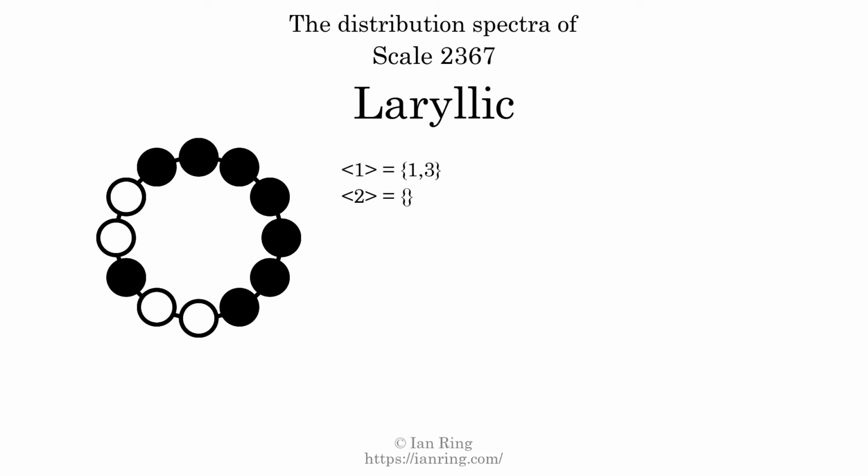The generic interval of two scale steps comes in three different specific interval sizes, 2 semitones, 4 semitones, and 6 semitones. The spectrum width of this generic interval is 4. The generic interval of 3 scale steps comes in 3 different specific interval sizes, 3 semitones, 5 semitones, and 7 semitones. The spectrum width of this generic interval is 4.